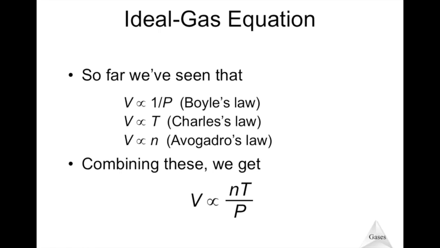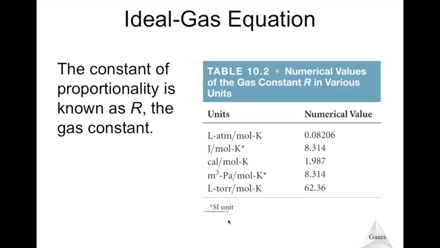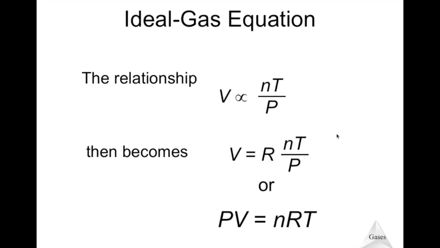So, so far we've seen that volume is inversely proportional to pressure, directly proportional to temperature, and directly proportional to the number of moles. If we combine this, volume is proportional to the number of moles times temperature over pressure, where the constant of proportionality, known as R, is the gas constant. There are a lot of different values. Mostly we will be using liter atmospheres per mole Kelvin, 0.08206.